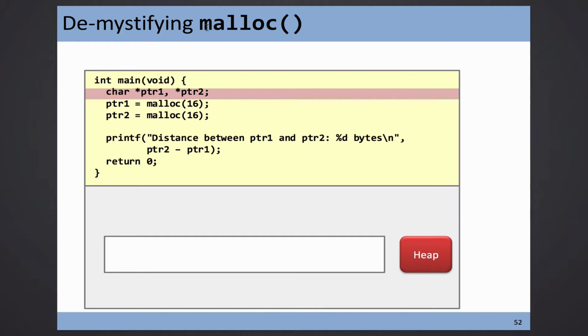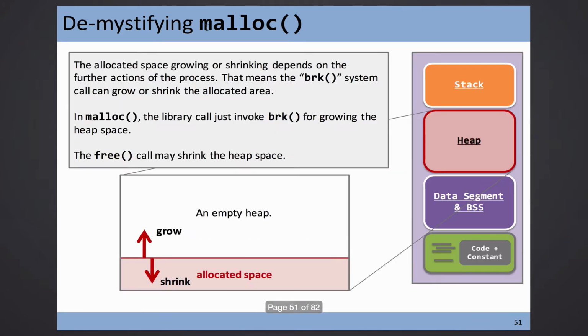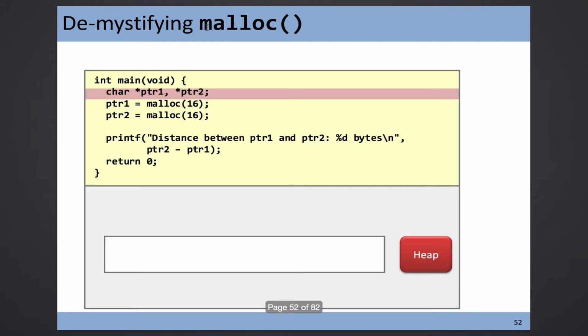Now, when you look at this program, you see I allocate two little blocks, very little, 16 bytes only. If this follows the rule, you want to grow 16 bytes, I give you 16 bytes. Then I give you another 16 bytes, so that I can allocate these two areas, 32 bytes. So how can I know the distance between these two?